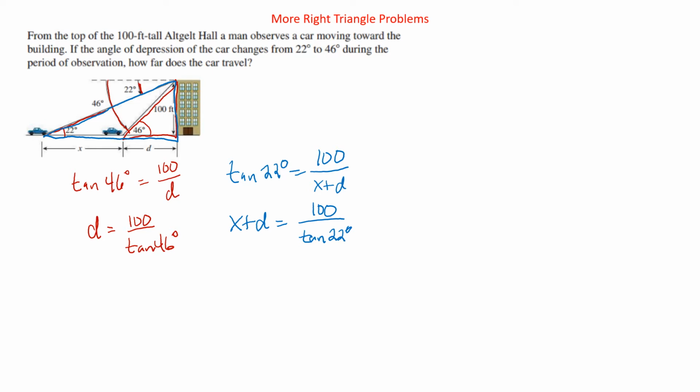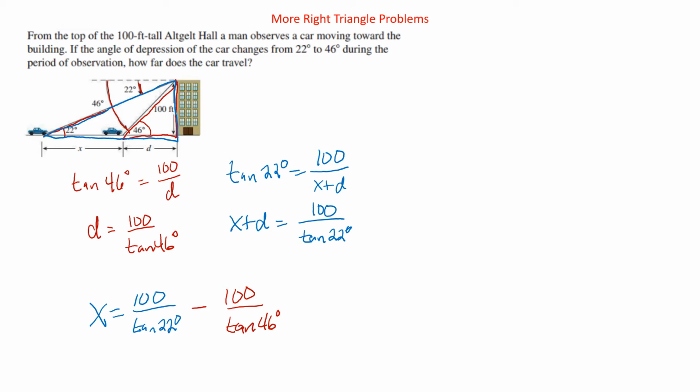Now, we're looking for how far does the car travel. We're looking for just x. So x will equal the x plus d minus d. It'll equal, x will equal the blue one, 100 over tangent of 22 degrees, minus the red one, 100 over tangent of 46 degrees.